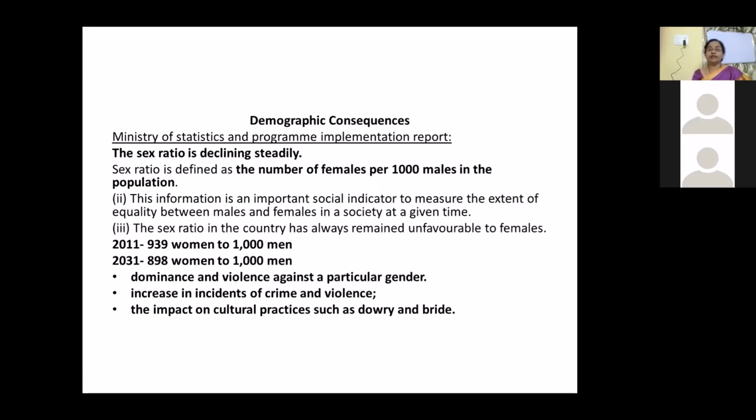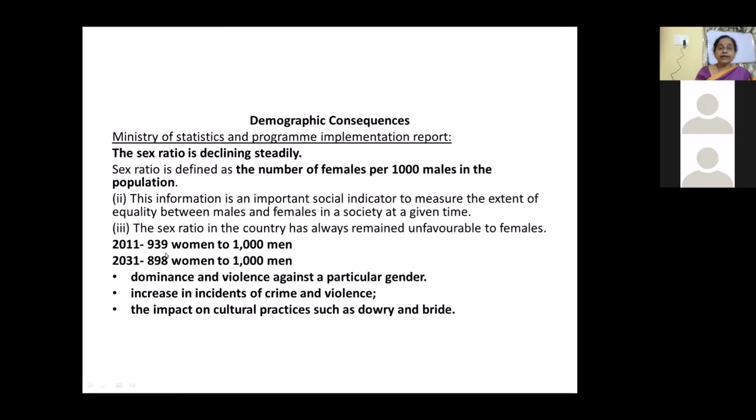So you may ask me, ma'am, what difference does it make if the number of females and the number of males is not equal? There are many consequences. Sometimes the consequences are adverse. Negative consequences will arise in the society if there is an imbalance between these numbers. So what did they find out? The sex ratio in the country has always remained unfavorable to the females. Because the female number is less, and this ratio is always unfavorable because there are consequences. Let us see the consequences. First, find out what did they find.